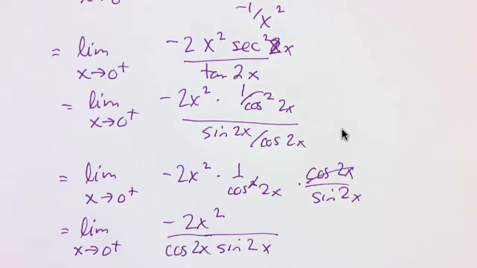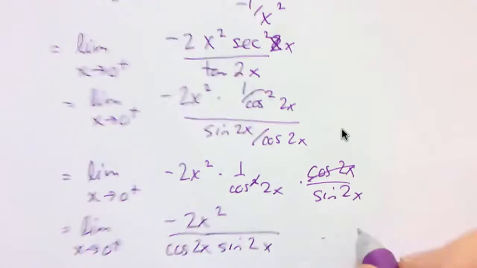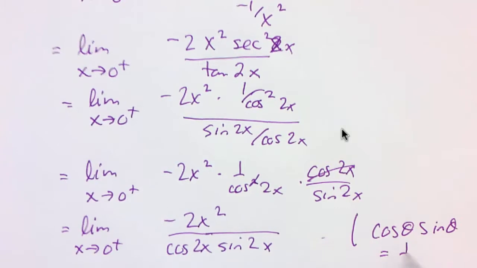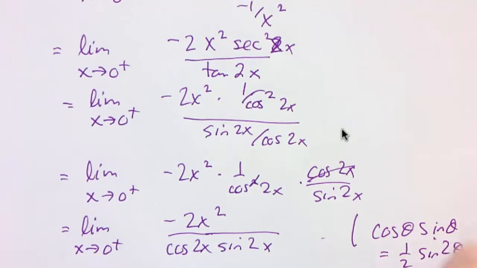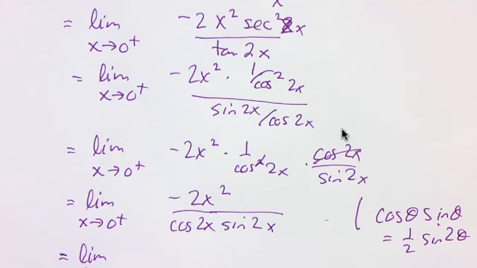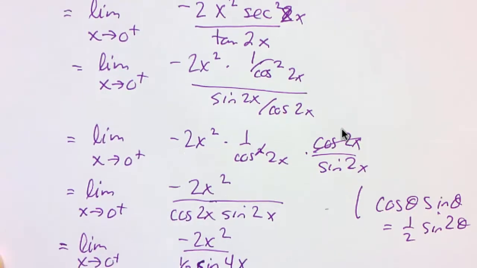Alright, you can either use special trig limits or you can do L'Hopital's rule again here. A really nice trick. When you see cosine of theta times sine of theta, that's the same as 1/2 sine of 2 theta. That's just a rewrite of the double angle formula. Now, if you didn't see that, you could apply L'Hopital's rule here. Be careful using the product rule for the denominator. Now we're going to do L'Hopital's rule one more time and be done with this guy.